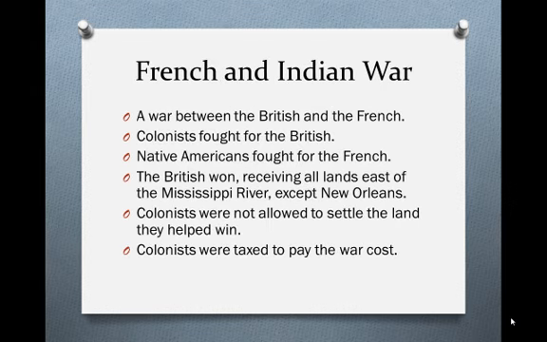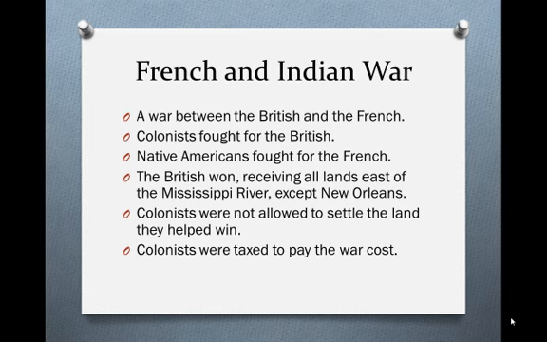The French and Indian War was a war between the British and the French that started in Europe and expanded to the colonies. The colonists fought for the British. The Native Americans, except for the Iroquois, fought for the French. The British won, and they received all the lands east of the Mississippi River, except the city of New Orleans, which France maintained control of because they needed to be able to send their goods down the Mississippi River to the port at New Orleans to get it on the ships to send it to Europe.